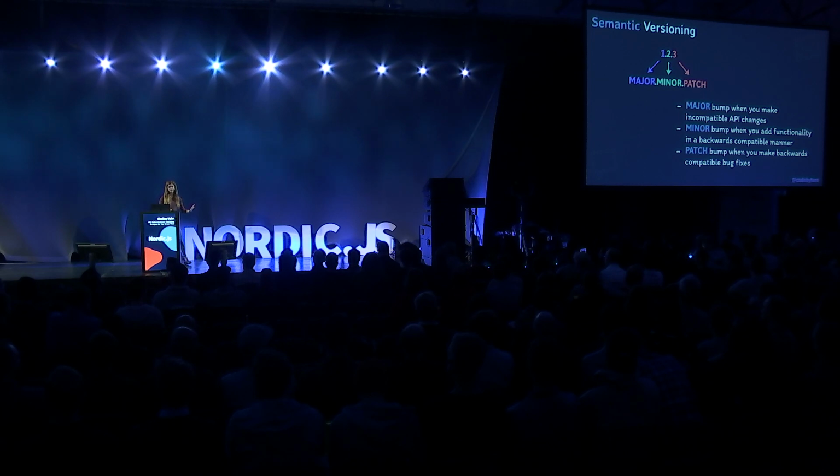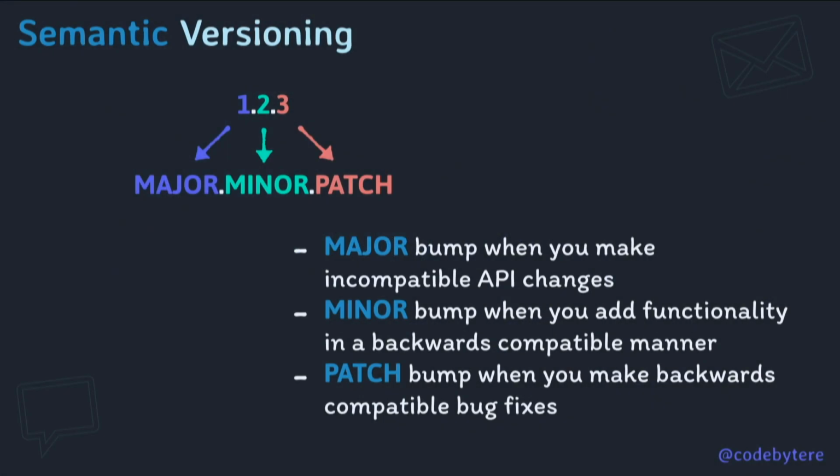As the name suggests, each of these components confers meaning. And so it allows the consumer to quickly understand how updating to any given version will inform the behavior of their app. Major version bumps indicate breaking, backwards incompatible changes. Minor bumps indicate new, but backwards compatible functionality. And then finally, patch bumps indicate fixes to existing functionality and nothing new.